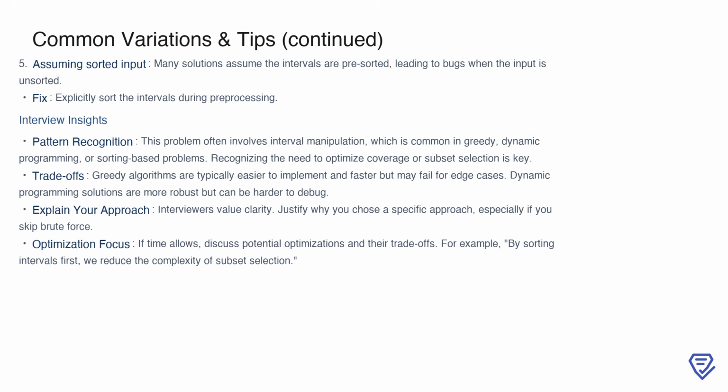When explaining your approach to an interviewer, focus on clarity. Justify why you chose a particular method, especially if you skipped brute force. If time permits, discuss possible optimizations and weigh their trade-offs. For instance, sorting intervals first can simplify the subset selection process and improve performance.